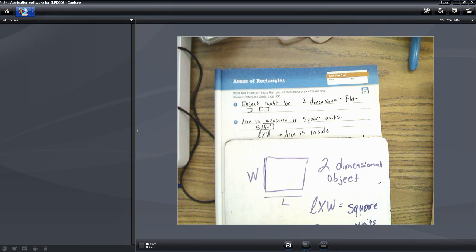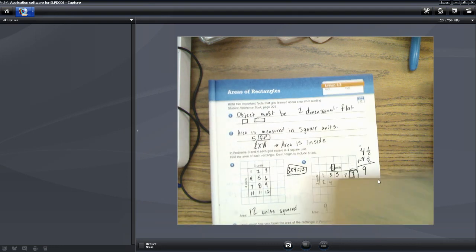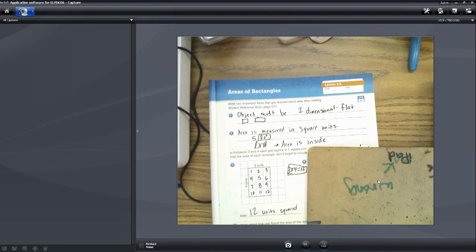Okay. Now, again, you always are going to be able to use length times width, but sometimes it's going to be a little tricky. The reason why it's tricky is because sometimes they're going to give you a problem that doesn't always multiply very easily. So we're going to start with problem number 3, and I'm going to show you a couple of different ways to do this problem.